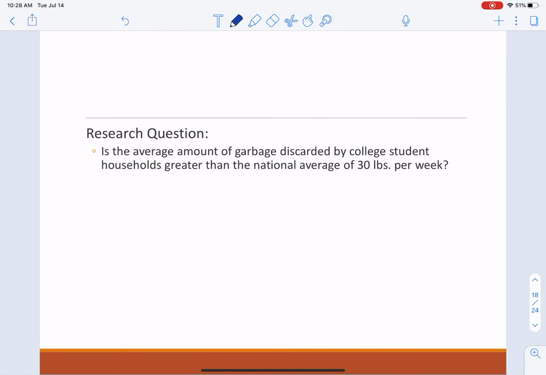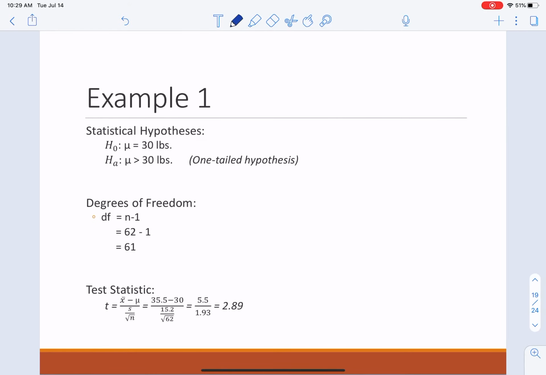So we've got this research question. Is the average amount of garbage discarded by college student households greater than the national average? Okay, this is step one. All of the steps are the same as last week. So step one is formulate your research question.